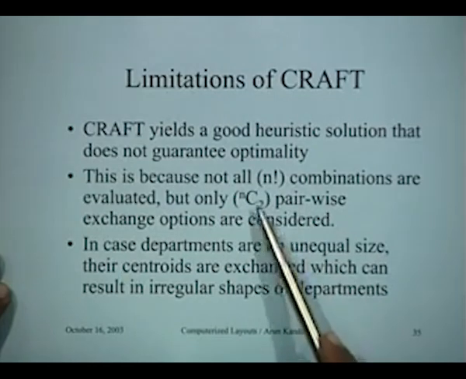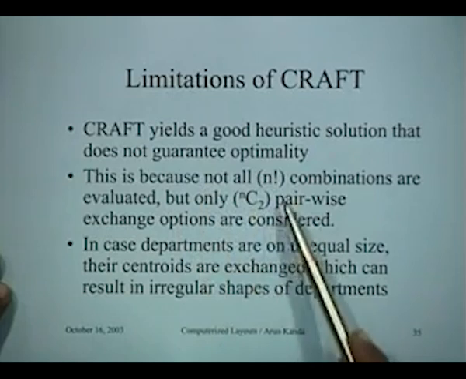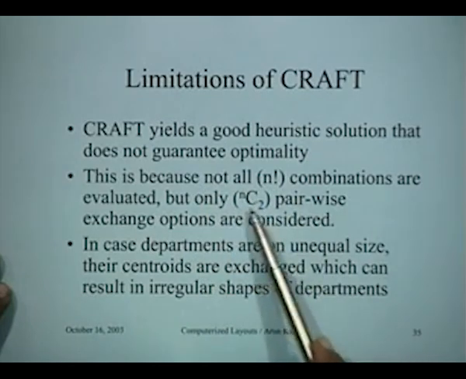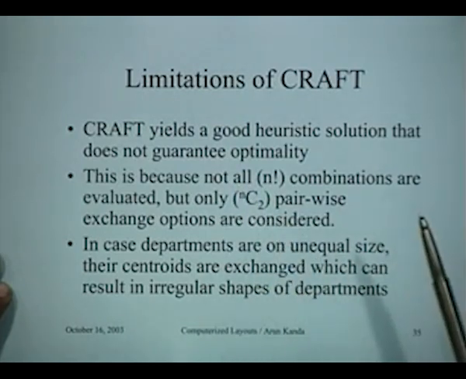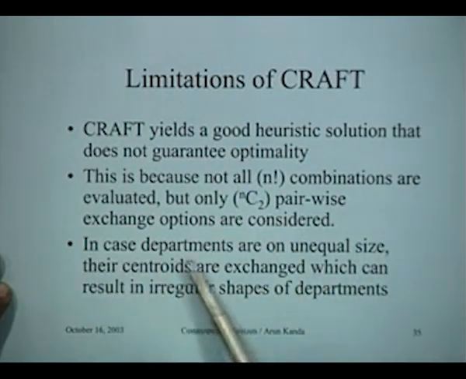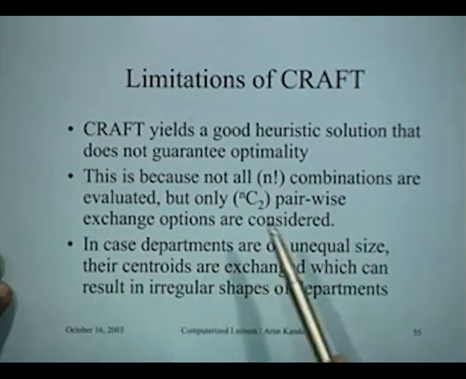And that means since we don't consider 3-way exchanges, 4-way exchanges and so on, we are actually confining ourselves to only these. So we are reducing the computational effort considerably, but we are being deprived of optimality in the process. In case departments are of unequal size, their centroids are exchanged, which can result in irregular shapes of departments. This is also a limitation in Craft.